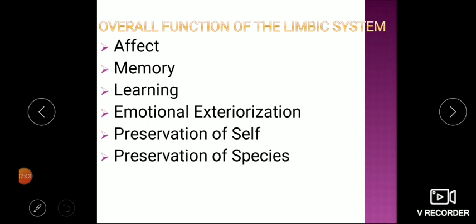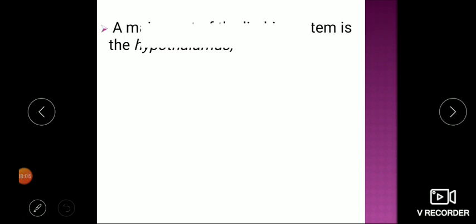There is no clear-cut demarcation of which part of the limbic system will do what, but still some theories proposed by different researchers or experimenters have found that there are specific functions, for example, memory with a certain part of the limbic system, preservation of self by a certain part of the limbic system. Now let's see how the distribution is there.